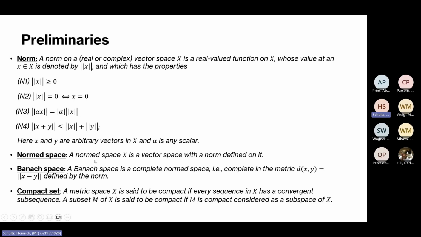So then a normed space X is a vector space with a norm defined on it. And then a Banach space is a complete normed space, i.e. it is complete in the metric d(x, y), which is equal to the norm of x minus y, defined by the norm. And then a compact set. A metric space X is said to be compact if every sequence in X has a convergent subsequence. And a subset M of X is said to be compact if M is compact, considered as a subspace of X.